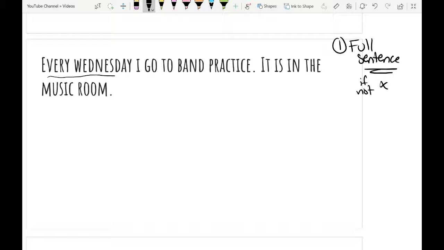So every Wednesday I go to band practice. It is in the music room. Both of the ideas are related. We're talking about the same thing. So we can use a semicolon. Pause the video and see if you can find where it goes.